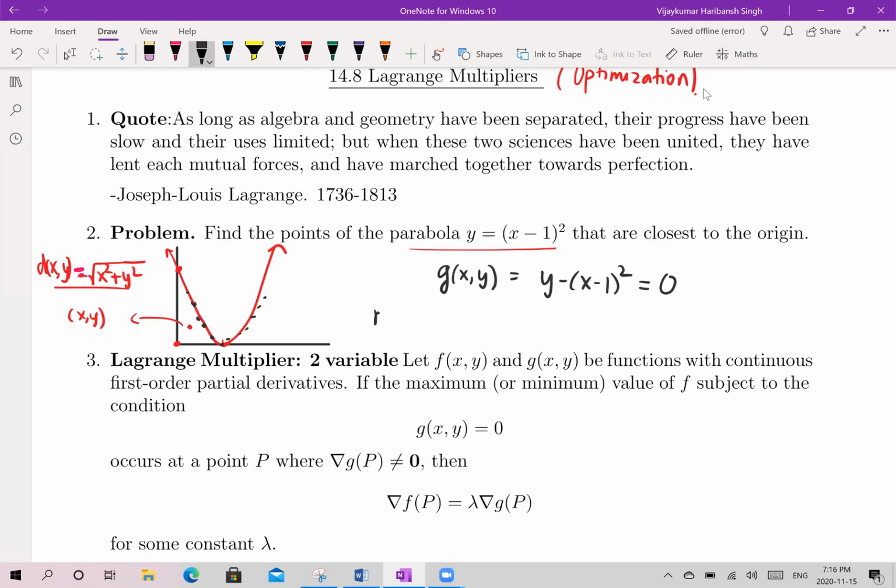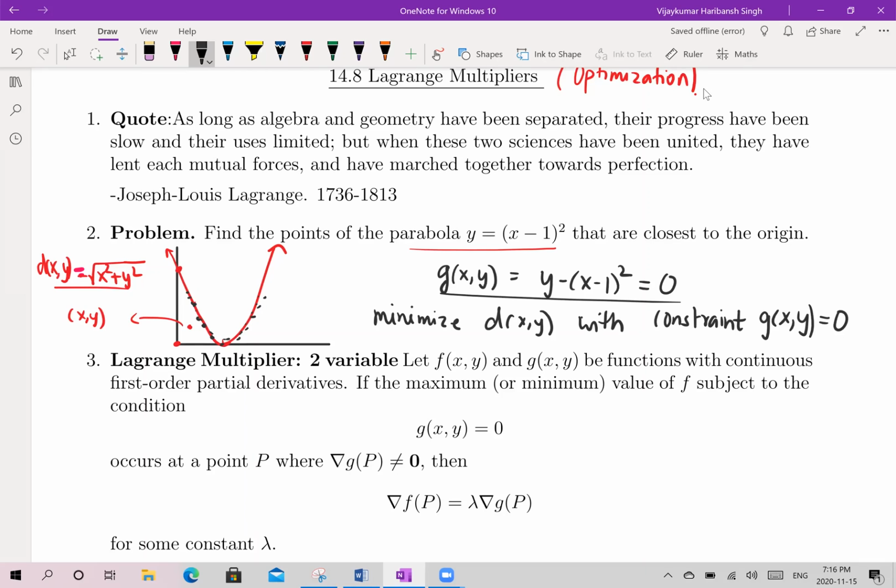So you want to basically minimize the function d of (x, y), but with a constraint. What is the constraint on (x, y)? (x, y) cannot come from anywhere, but they come from the parabola, namely with the constraint g of (x, y), which is this curve, equals 0. So these are the kind of problems we are going to deal with using Lagrange multipliers.